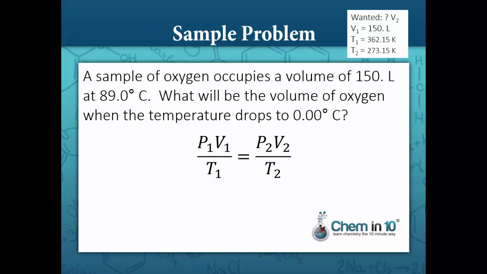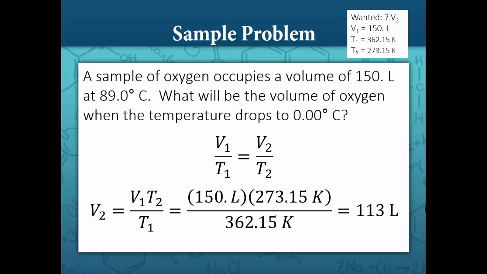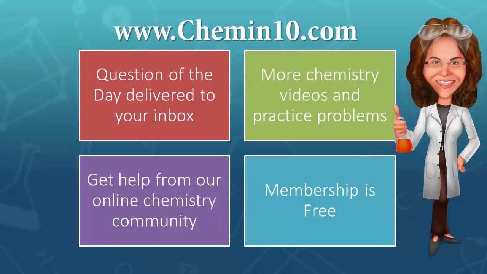Notice what's missing though, pressure. So when pressure is not mentioned in the problem, or they say that pressure is held constant, we can eliminate it from the equation. So our equation becomes Charles's law, V1 over T1 is equal to V2 over T2. Solving for V2, V2 is equal to V1 T2 over T1. V1 is 150 liters, T2 is 273.15 Kelvin, all over T1, which is 362.15 Kelvin, and our new volume is 113 liters.